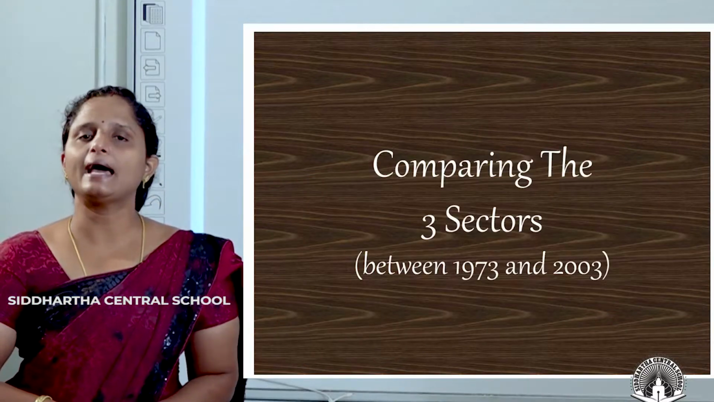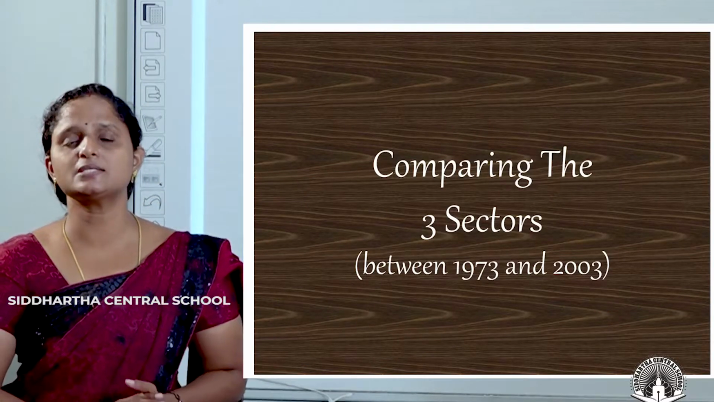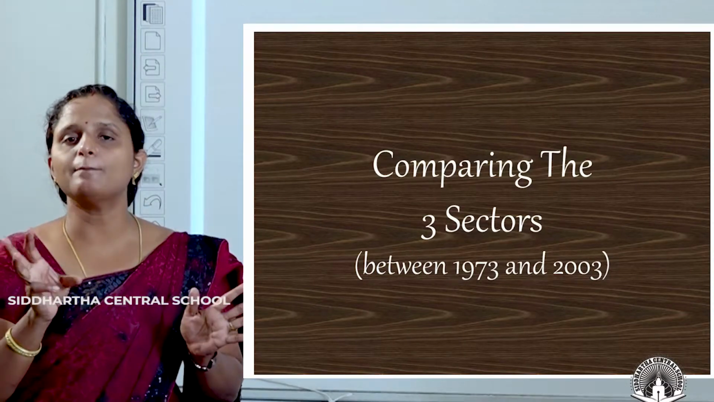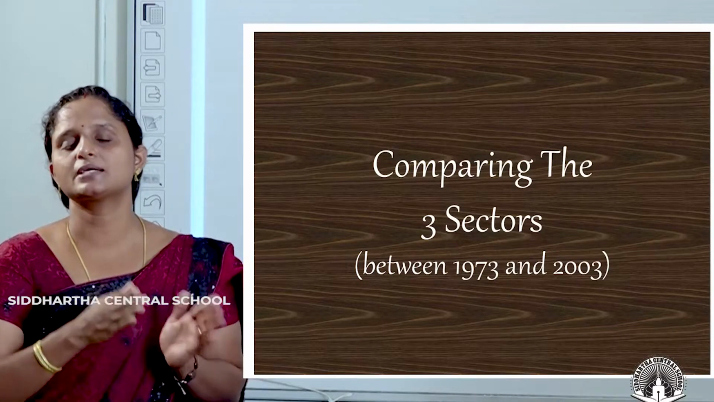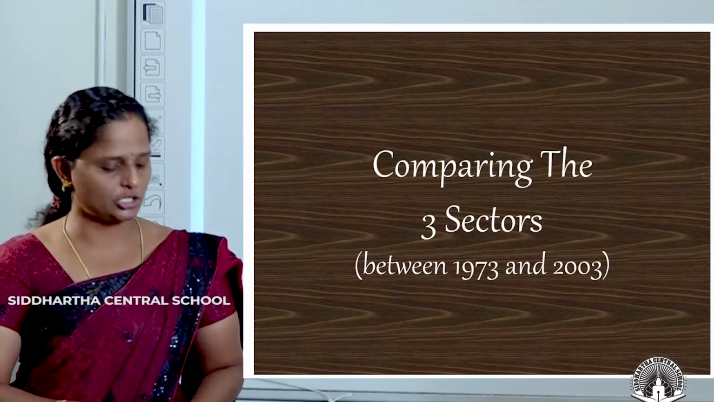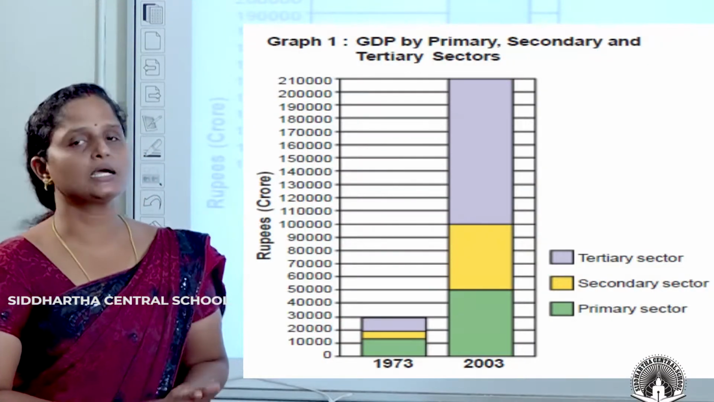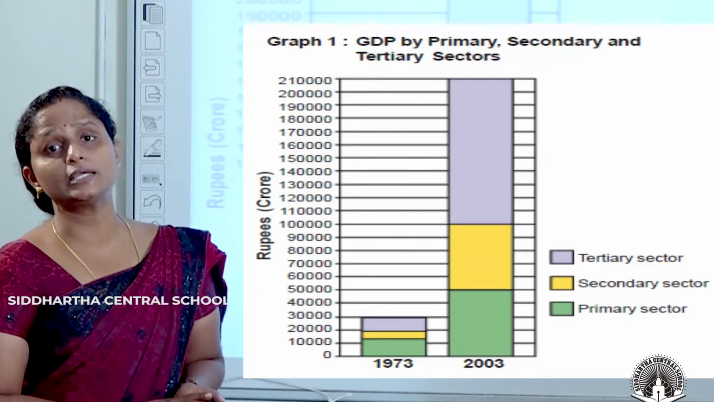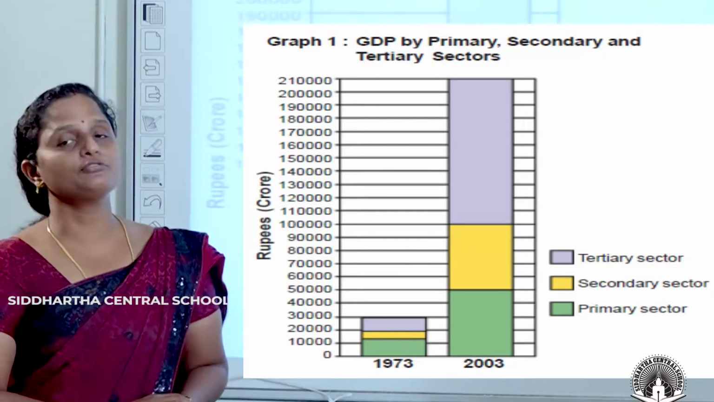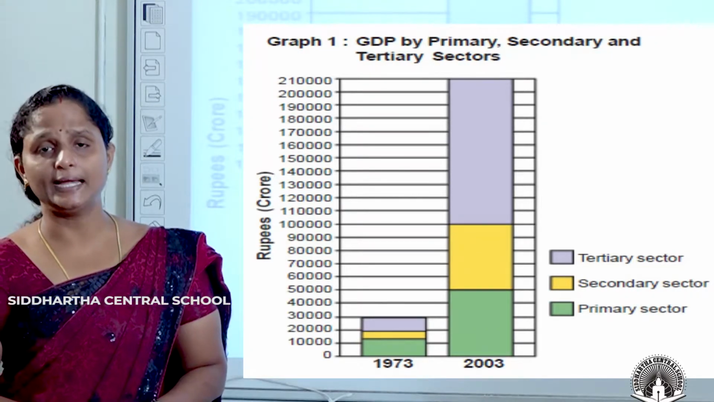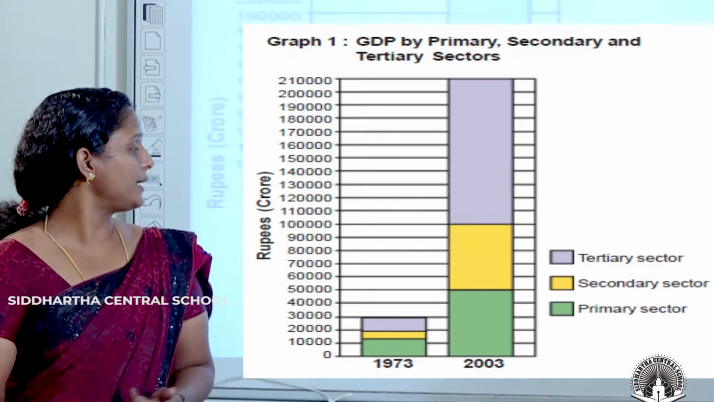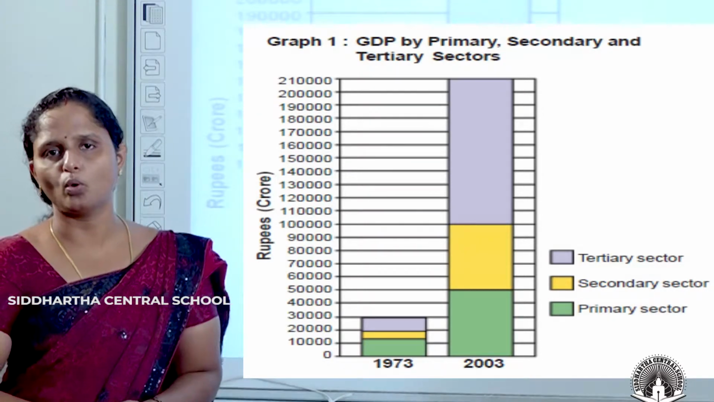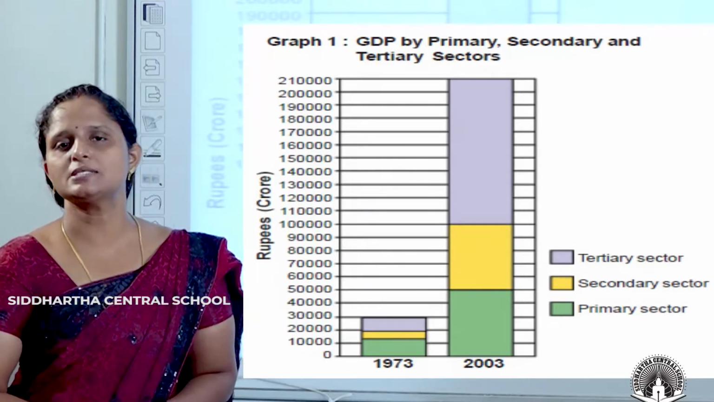Now, here we are having a comparison from 1973 to 2003. We are comparing the three sectors, that is our primary sector, secondary sector and the tertiary sector. Just have a look at this graph. When we have a look at this graph, it is clear to us. See the graph of 1973. In that, we can see that the number of people engaged in the primary sector is comparatively more than in the manufacturing sector.